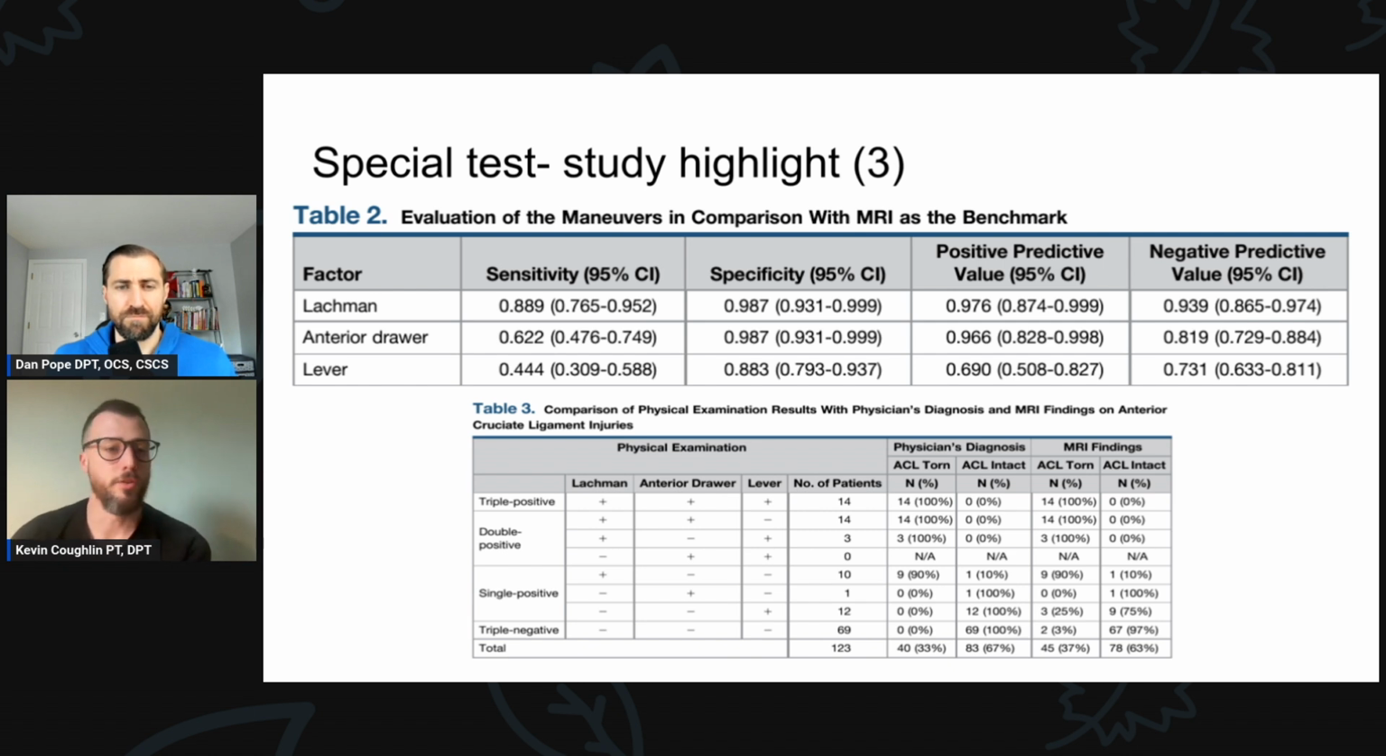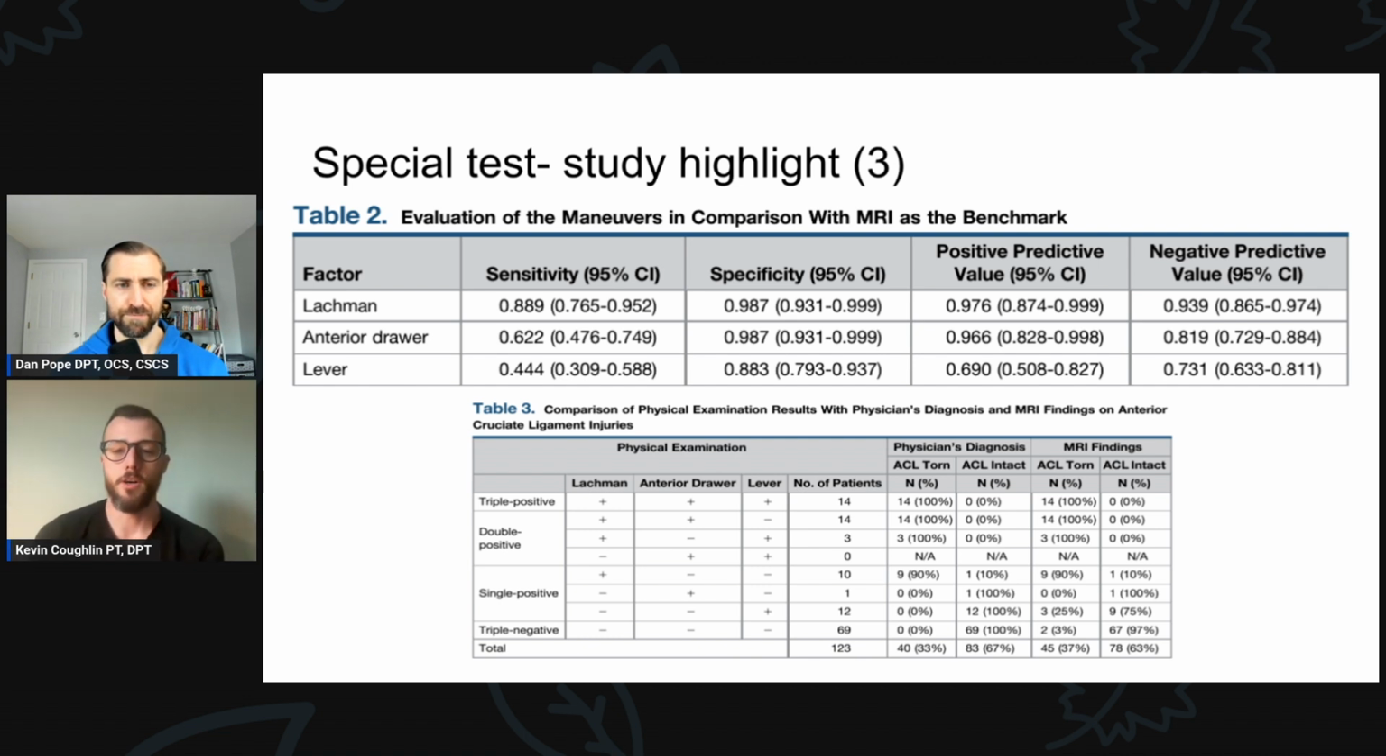And then this study didn't include the pivot shift. So it was those three that they were looking at. But I think important to note this next table, table 3 here, they're talking about what if we cluster these tests together. So what if you have a triple positive, you have a positive Lachman, a positive anterior drawer, and a positive lever. And they were saying that they had 14 patients in this study with a positive test on all three of those maneuvers. And the physician, all 14 were diagnosed with an ACL tear by the examiner. And then the MRI confirmed that all 14 had an ACL tear. So in this study, if you have a triple positive, there was a 14 out of 14 success rate.